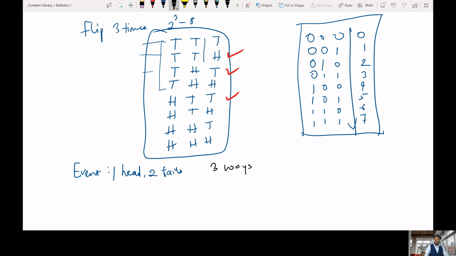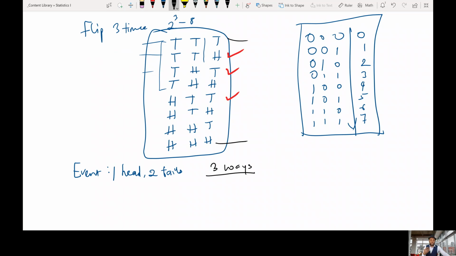Now, if you also look at the probability, it's going to be the total number of events divided by the total sample space. We'll get there. So that will be 3/8. But I rephrased the question to ask, how many ways can we have one head and two tails? How many ways can we have 3 heads? Obviously, it's only one way. How many ways can we have 3 tails? Obviously, only one way as well.